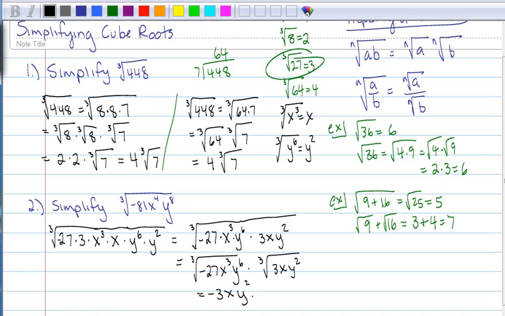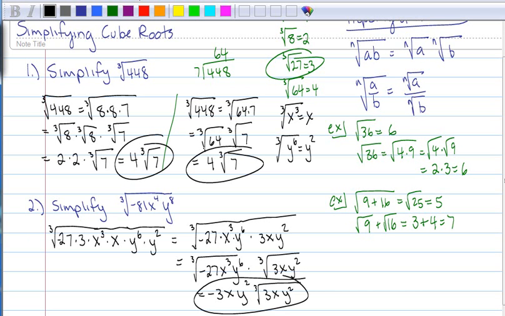Those are all the things that were perfect. So then these are not perfect, so they cannot come out of the radical. So that would be my answer. And my first one, that was my answer. Hope that helps.